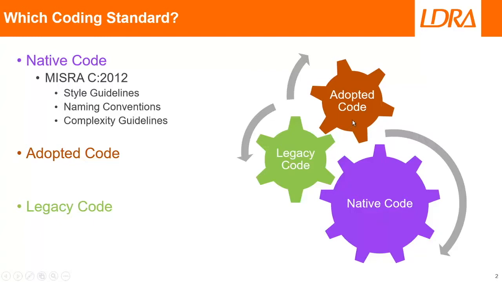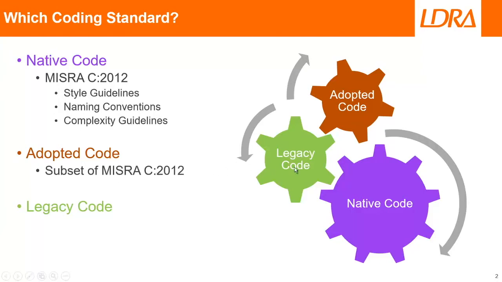Then we have adopted code. And that's code where you've inherited it from maybe a CPU vendor. Maybe the CPU vendor has provided code for managing the peripherals, in which case you basically just need to use that. You don't have complete control over it. And so you may decide, well, we'll use a subset of MISRA-C 2012.